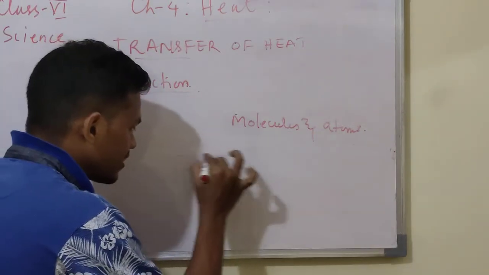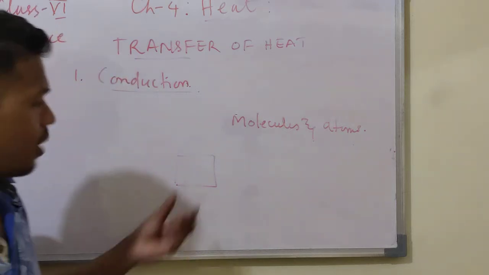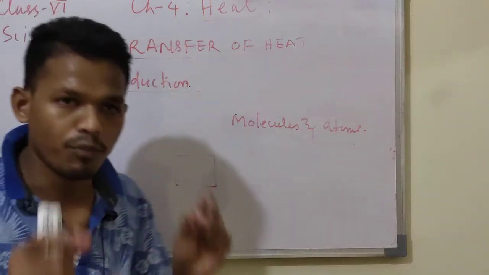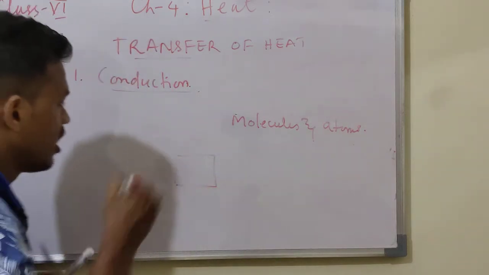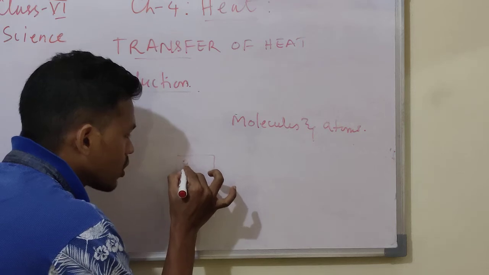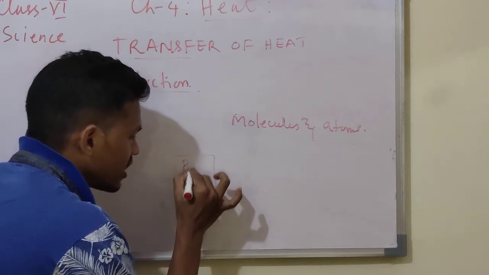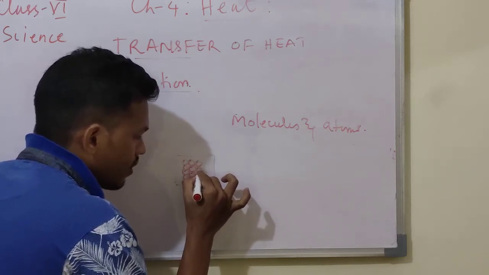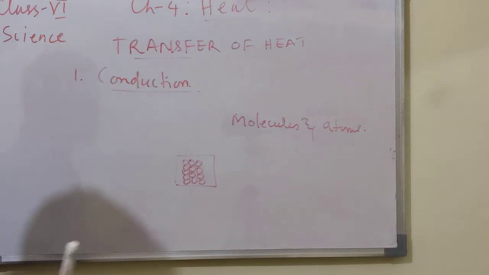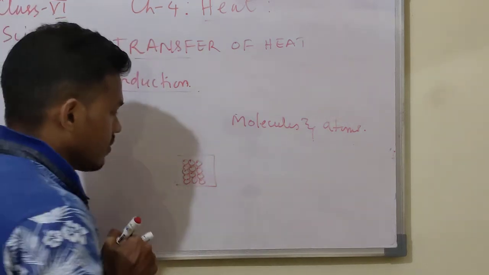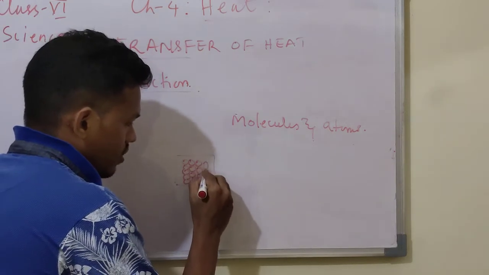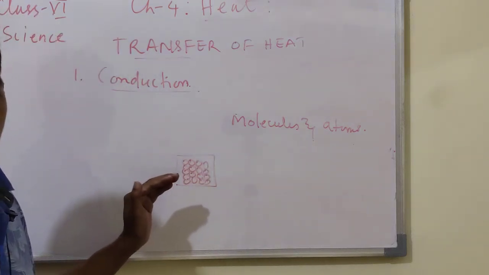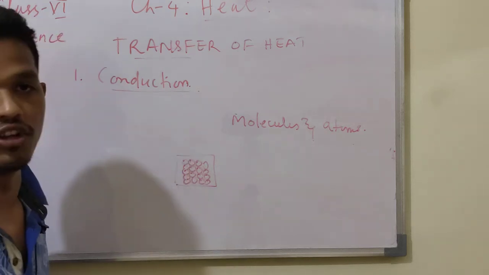These molecules and atoms together form matter. So if you take one object, this object is made up of molecules and atoms. If you see the internal structure in a solid especially, you will see the molecules are kept very close to each other. They are closely packed, and they are arranged in an orderly way in a solid.